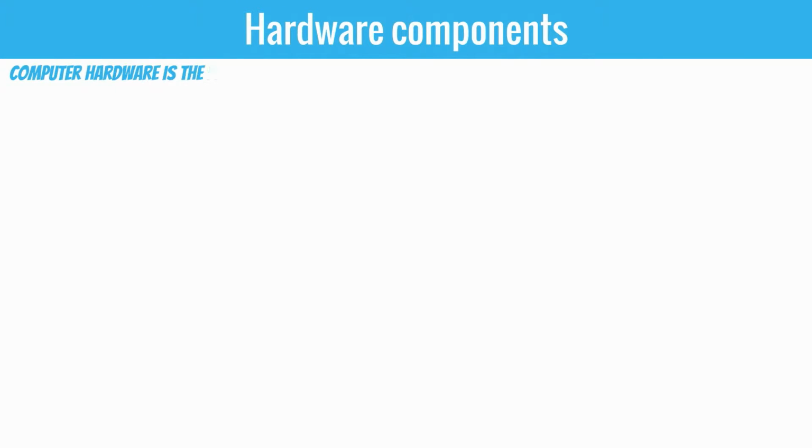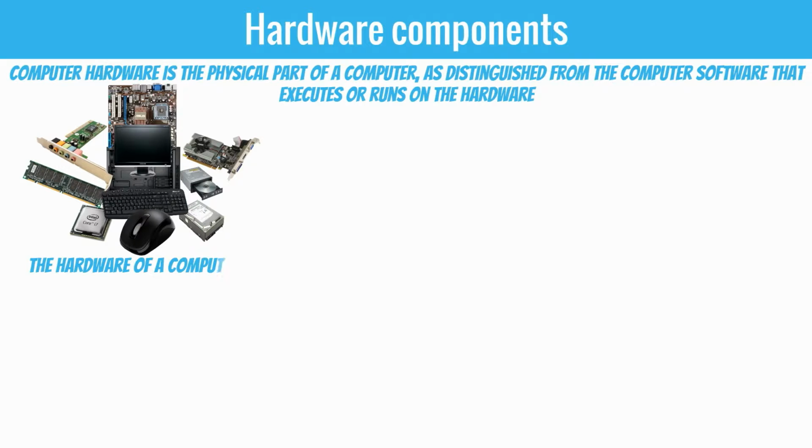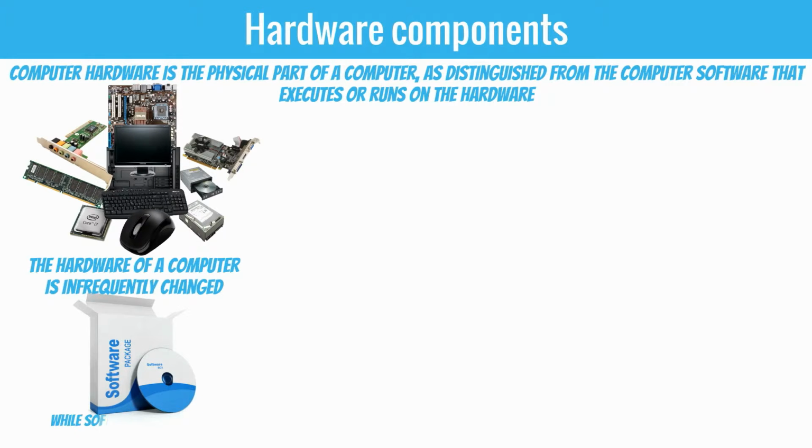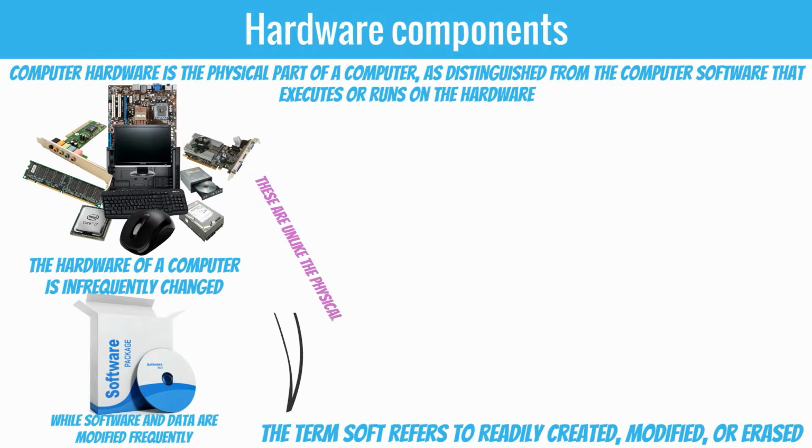Hardware components. Computer hardware is the physical part of a computer, as distinguished from the computer software that executes or runs on the hardware. The hardware of a computer is infrequently changed, while software and data are modified frequently. The term soft refers to readily created, modified, or erased. These are unlike the physical components within the computer, which are hard.